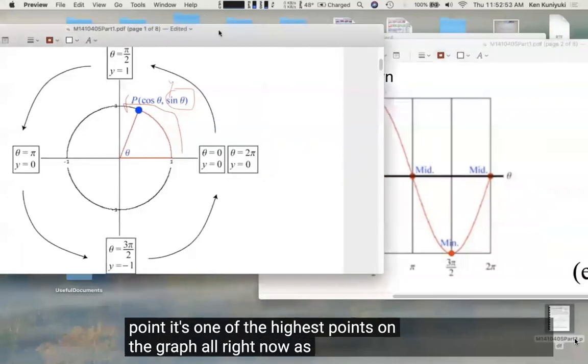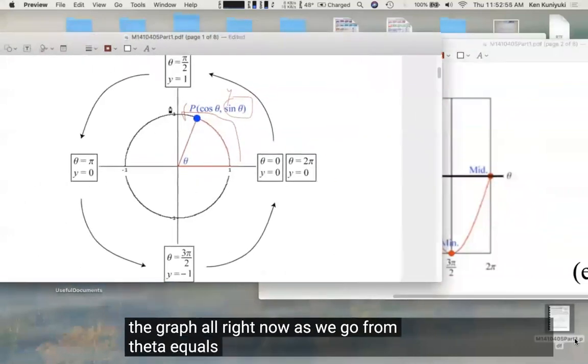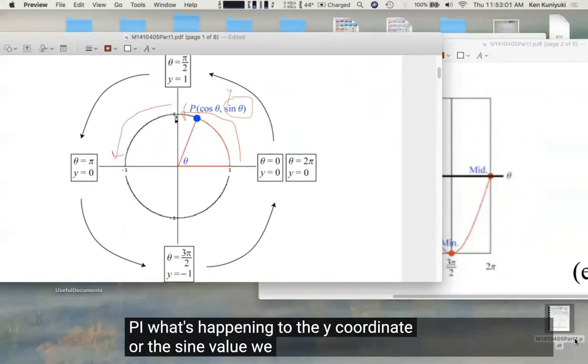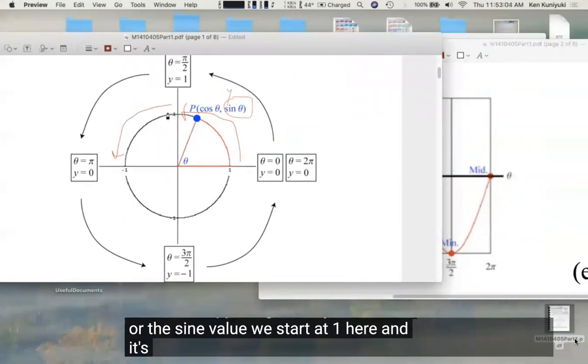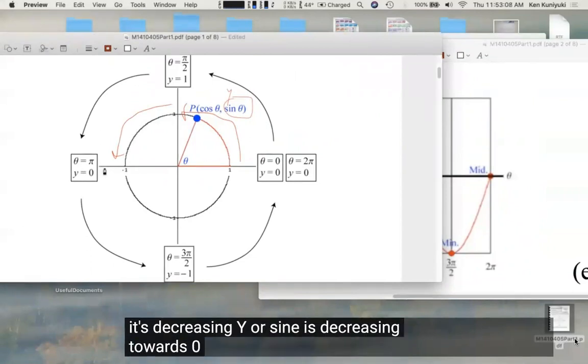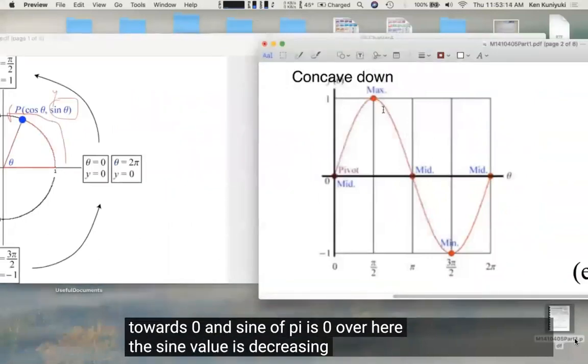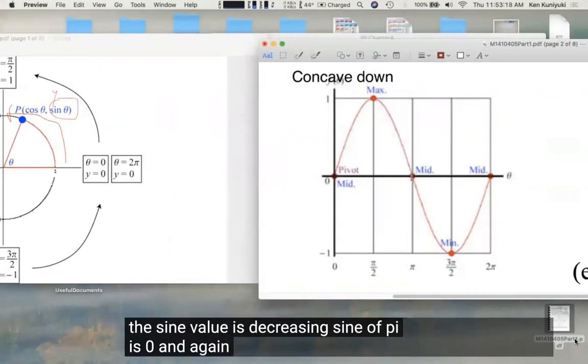All right, now, as we go from theta equals pi over 2 to theta equals pi, what's happening to the y-coordinate or the sine value? We start at 1 here, and it's decreasing. Y or sine is decreasing towards 0, and sine of pi is 0. Over here, the sine value is decreasing. Sine of pi is 0. And again, we have a middle point here.